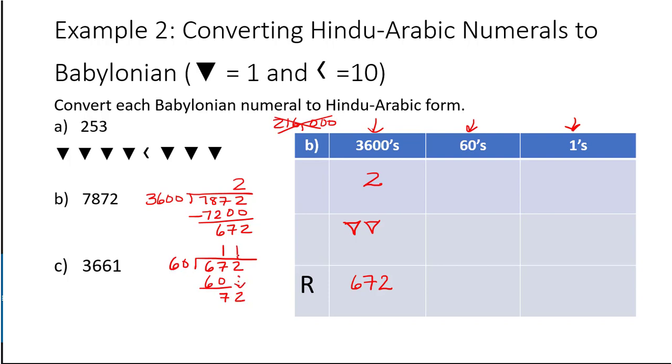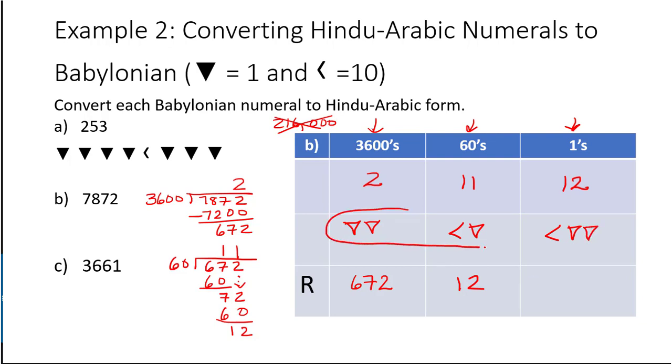60 goes into 72 once. 1 times 60 is 60. Subtract, and we have 12 left over as the remainder. So I'm going to write down 11. That's how many 60s we need. To write 11, we need a 10 and a 1. And then our remainder is 12. But the 12 is what we need to get from the ones place. So that just requires 12 ones, which looks like a 10 and 2 ones.